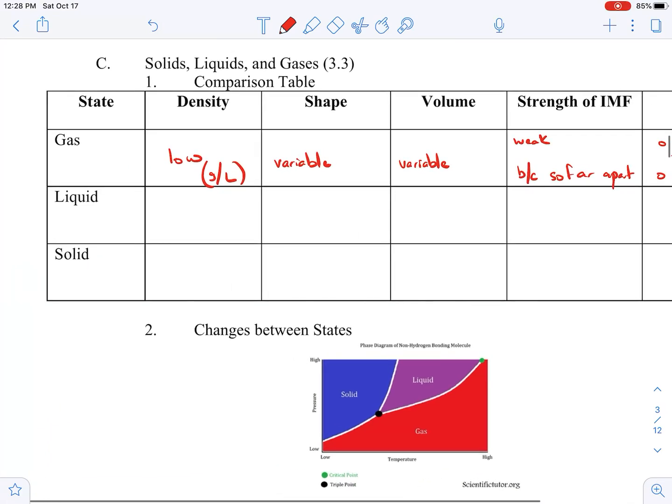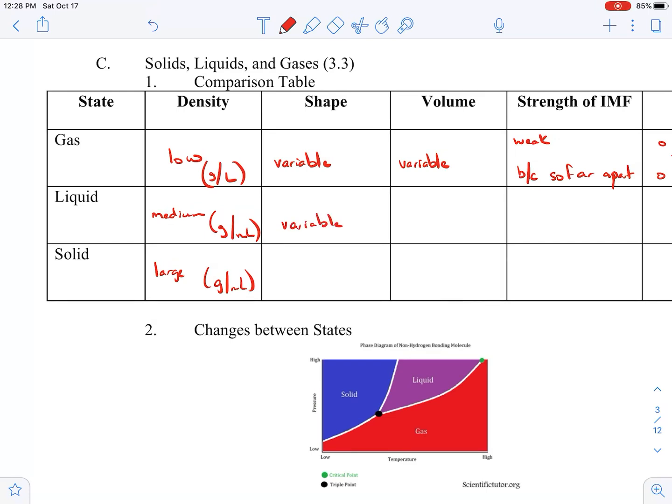So let's go back and do a liquid. Density here, we could probably say medium, right? Most of the time our densities for liquids and solids are in grams per liter, and we're going to say a little bit larger here. There are some solids that float on water, but not too many. The shape of a liquid is variable. When we pour a liquid, it takes the shape of the container, so its shape is variable, but its volume is fixed.